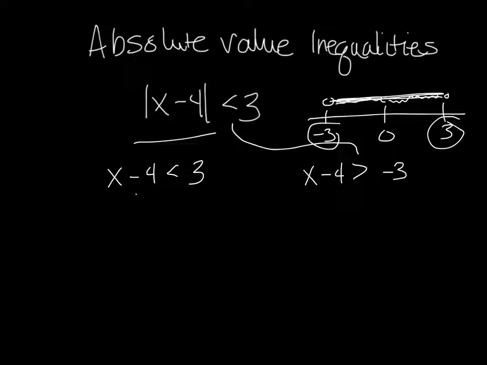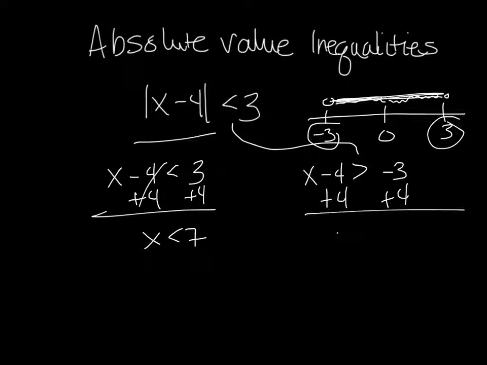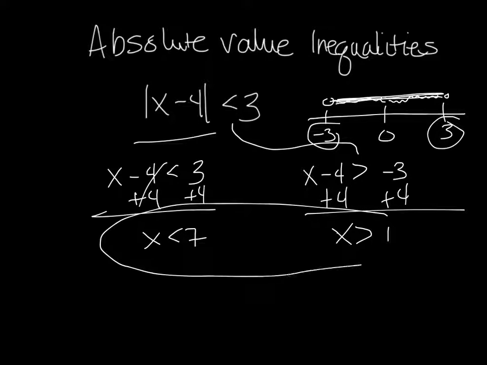Then I solve each one separately. So add 4 to both sides. So x is less than 7. And I go over here and add 4 to both sides. And I get that x is greater than 1. And so the last part of this is that you have to know if this is an and or. This is a compound inequality, and I have to have the word either and or in between. I need to signify which one that is.